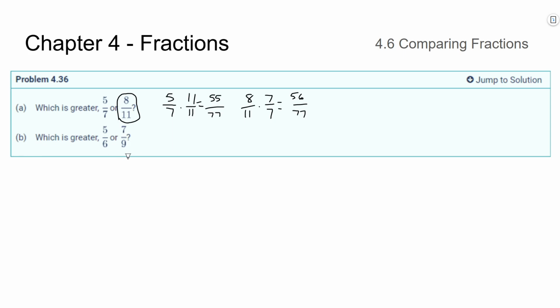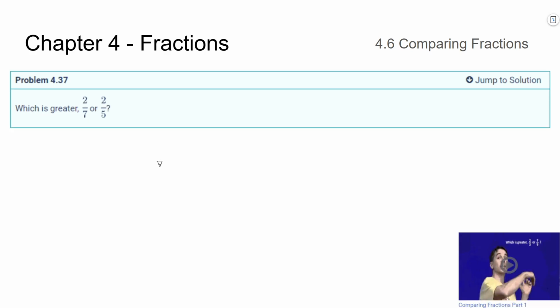Okay, same thing for this one. So we have 5/6 times, we'll do 9 over 9, and the other one is 7/9 times 6 over 6. This will be equal to 5 times 9 is 45 over 54. 7 times 6 is 42 over 54. And 45 is bigger, so 5/6 is bigger.